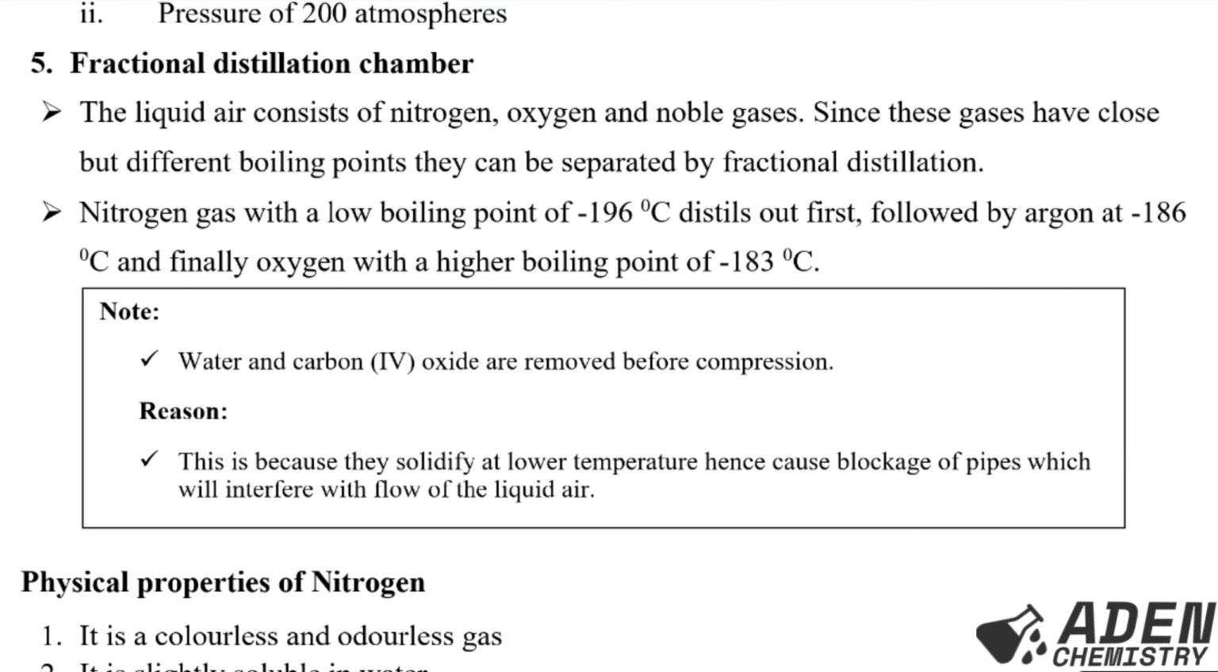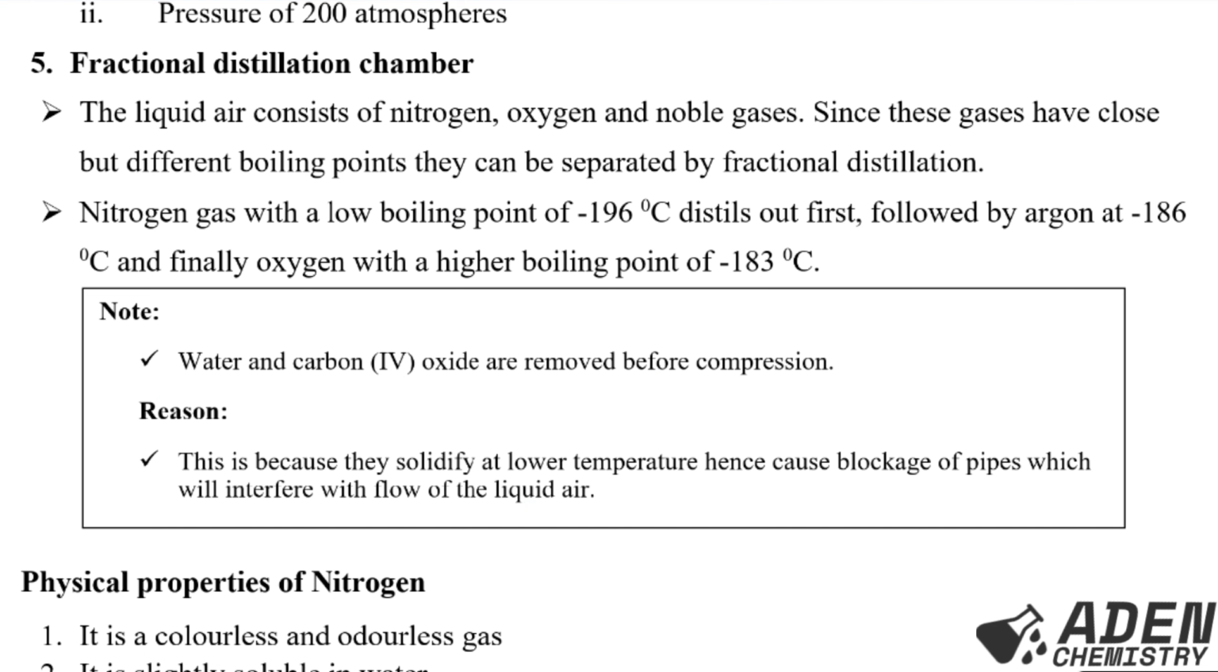Note, we are told water and carbon dioxide are removed before compression. The reason we are removing them before compression is that we are told they solidify at low temperatures. The temperature that we had in the compressor chamber was negative 200 degrees Celsius, so they would solidify, hence causing blockage of the pipes, which will interfere with the flow of the liquid air. That's the reason why water and carbon dioxide are removed before compression.